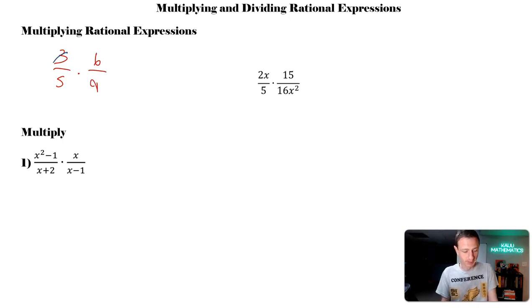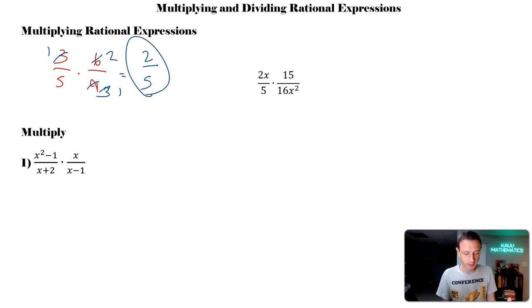We would simplify 3 and 9. 3 goes into 3 once, 3 goes into 9 3 times. And I could even simplify the 6 and 3 now. So 3 goes into 3 once, 3 goes into 6 twice. 2 times 1 is 2, 5 times 1 is 5, done. Simplifying rational expressions and multiplying rational expressions work the same way.